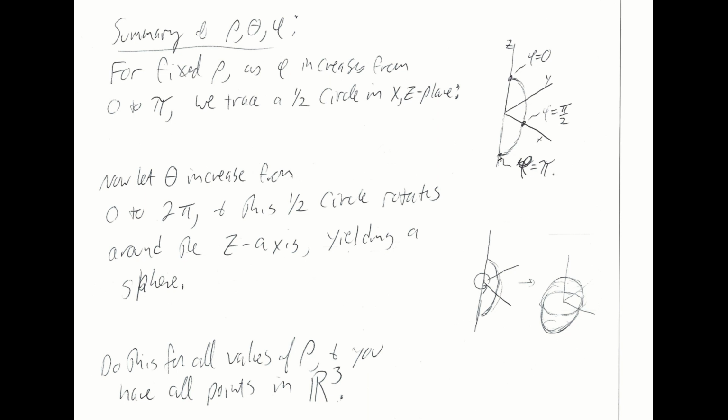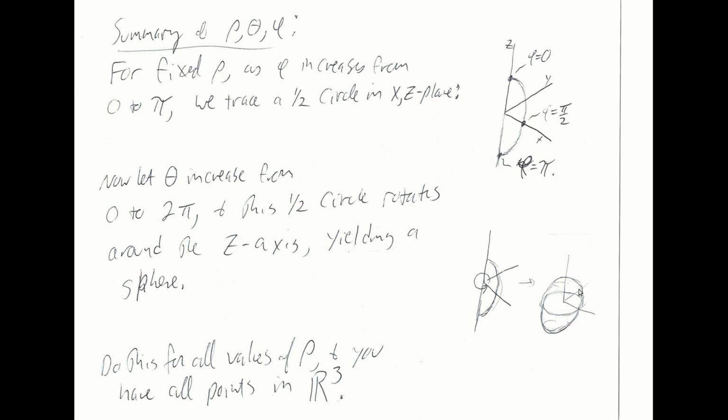So we're tracing out this vertical half circle that lies in the xz plane as phi goes from 0 to pi. Now we'll let theta go from 0 to 2 pi, and this half circle is actually going to rotate around the z-axis, as indicated here, to give me the sphere of radius rho centered at the origin. So I had a half circle over here on the right-hand side, and I let that rotate as theta went from 0 to 2 pi. I let that half circle rotate around the z-axis, and it traced out now a sphere, the whole shell given here. And now I can do that for any rho values.